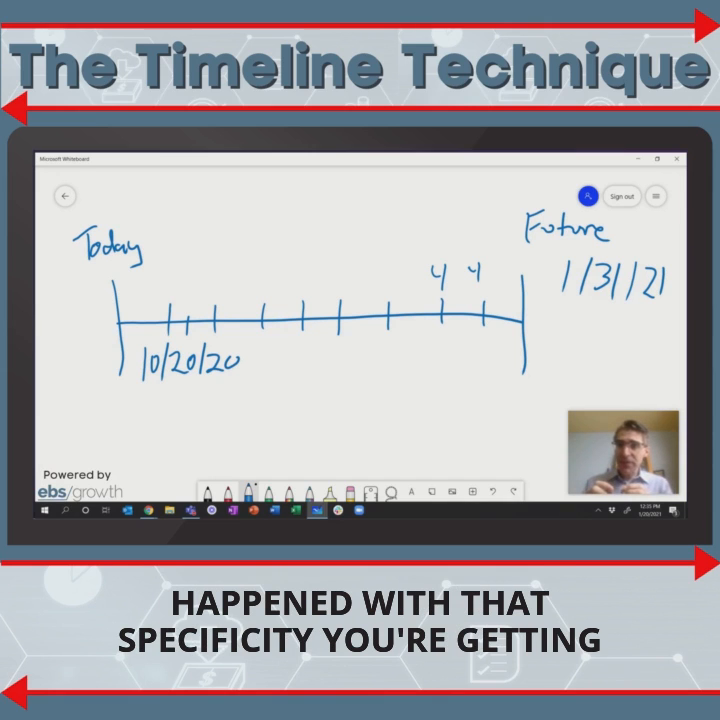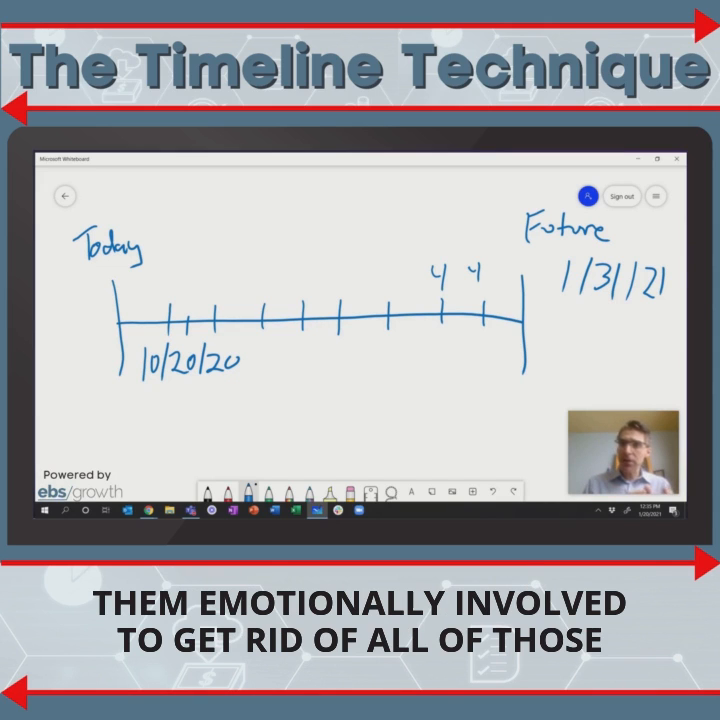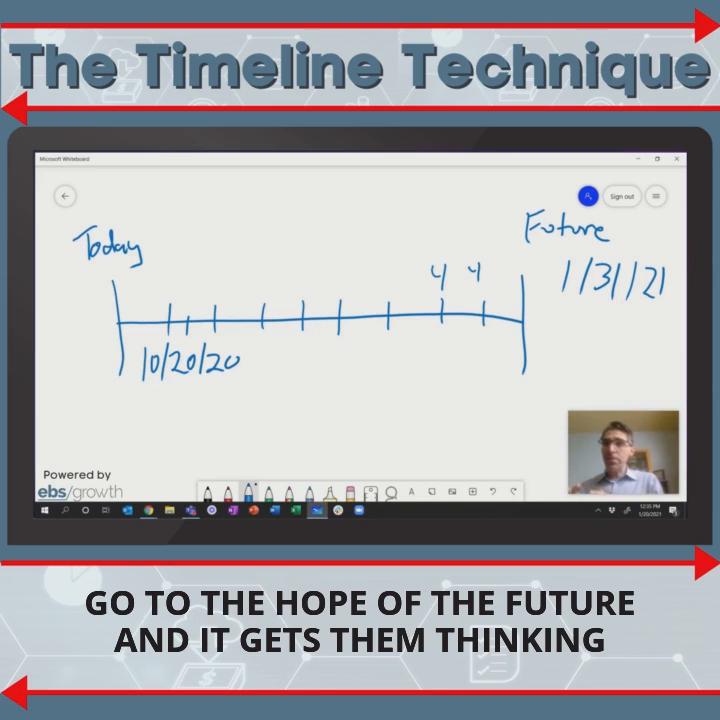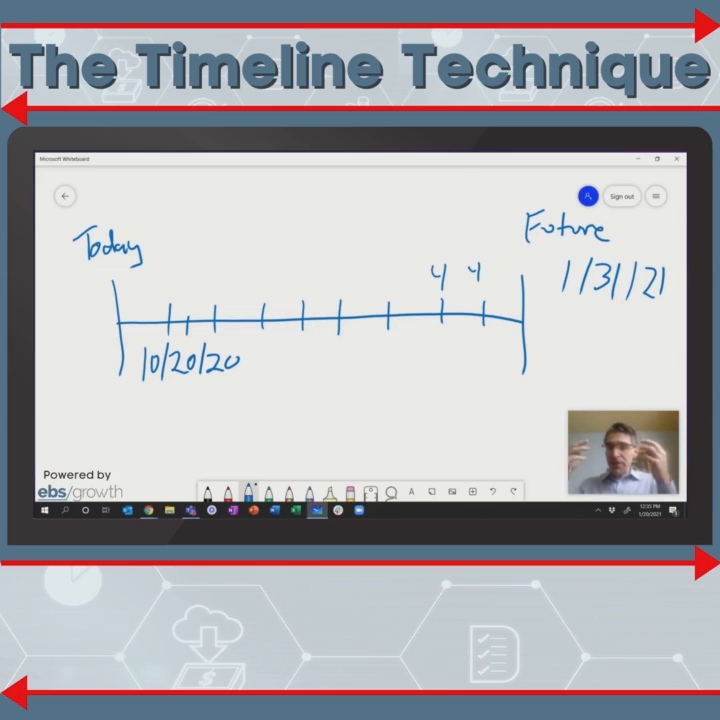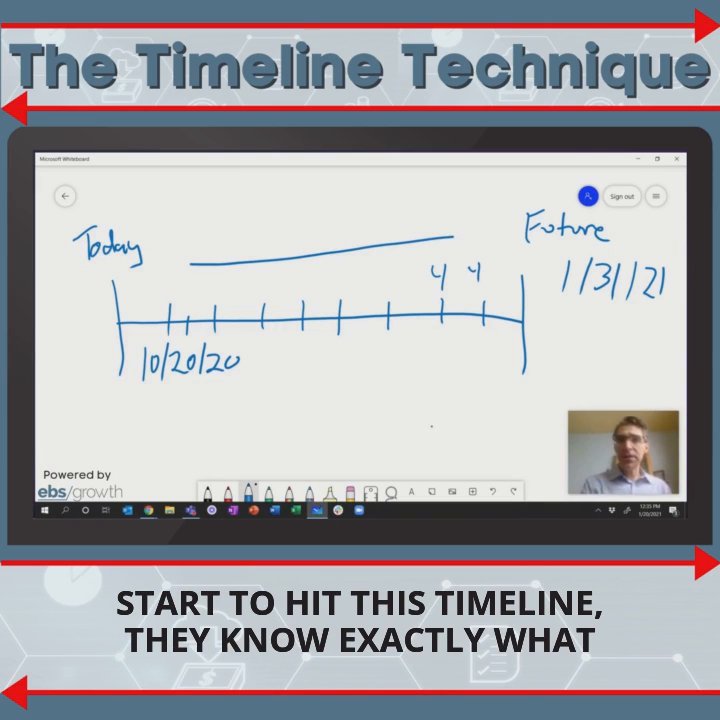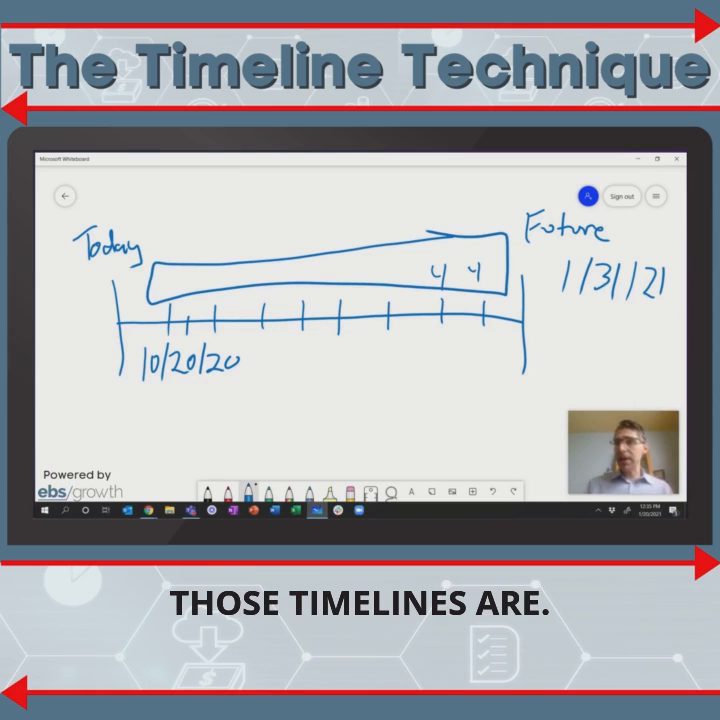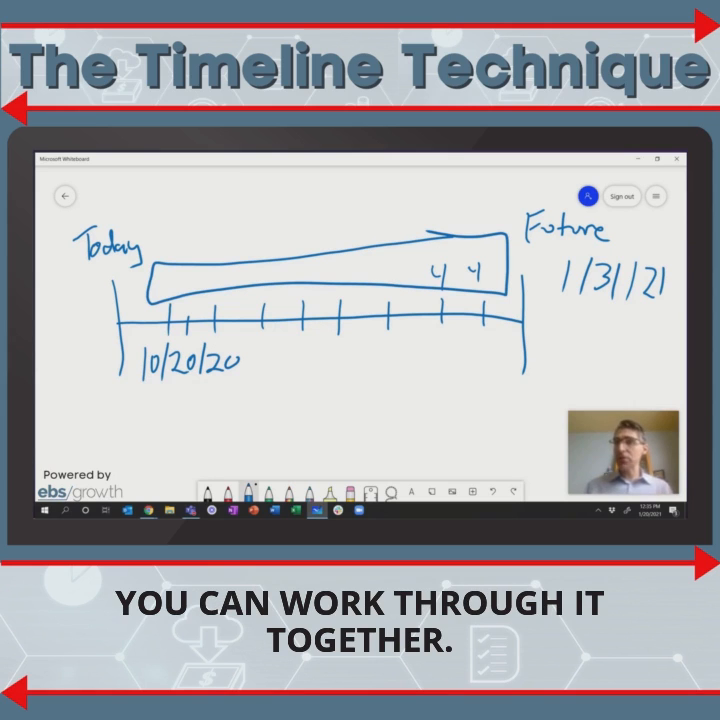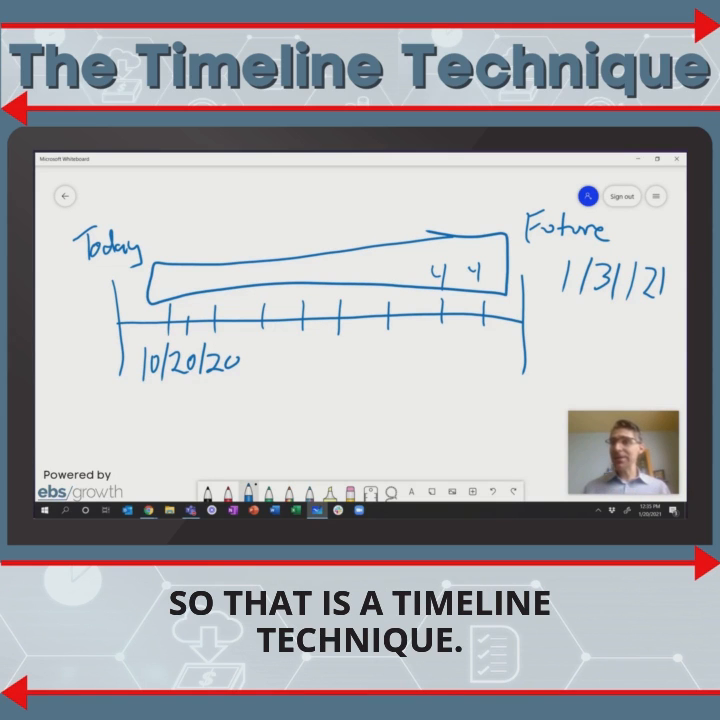With that specificity, you're getting them emotionally involved to get rid of all of those problems, go to the hope of the future, and it gets them thinking and gets their creative juices flowing. So whenever we start to hit this timeline, they know exactly what those timelines are. You can work through it together. So that is the timeline technique.